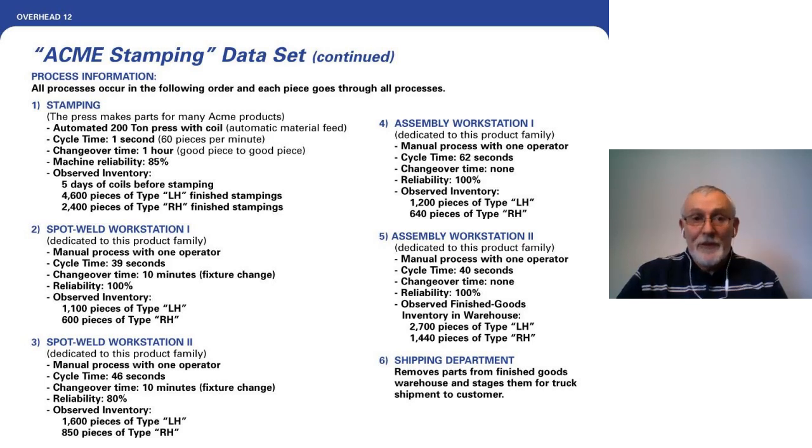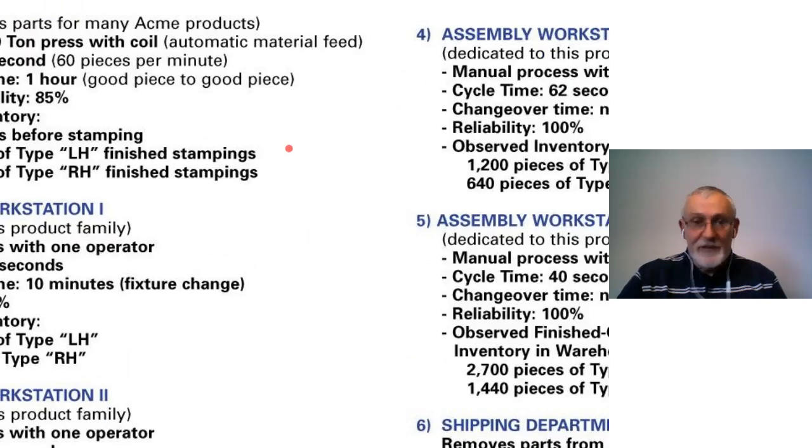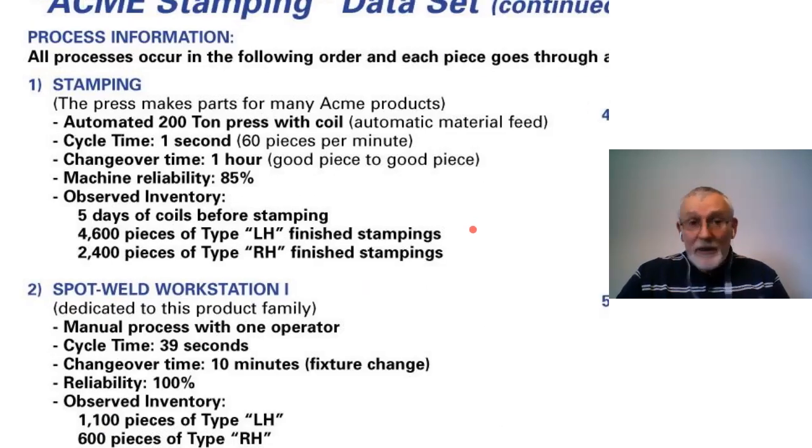So some of the specific information about the actual operations, and this is the type of information that typically you would need to go to the shop floor and physically observe what's going on, physically count the number of pieces of material that are there, etc. However, it is readily available. So we look at the stamping operation, a couple of pieces of information. It makes parts for many products, so it's not just for these 2 products. And then we have information about the cycle time, the changeover time, reliability, and the observed inventory, so the amount of information that was physically counted.